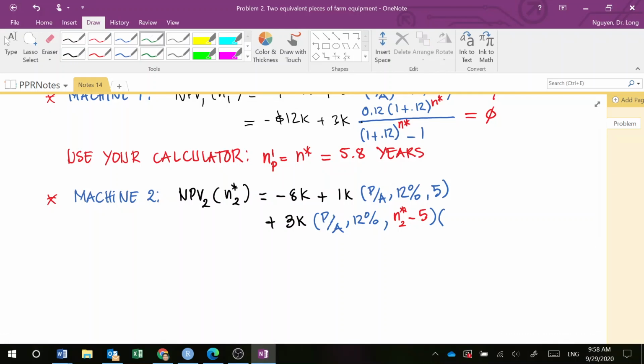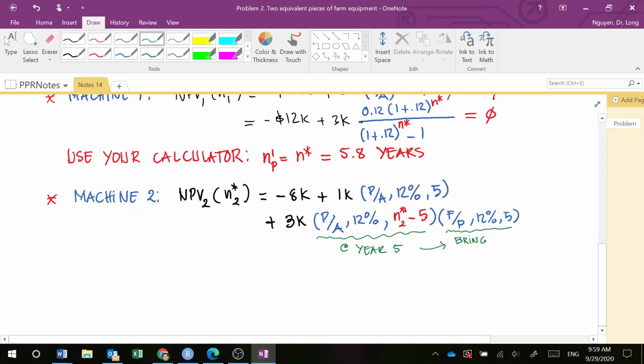And you can see, I make a note here. We go back to year 5: we have to bring it back to time 0. So we have a factor here, P given F, 12%, 5, and this brings the future value to present.